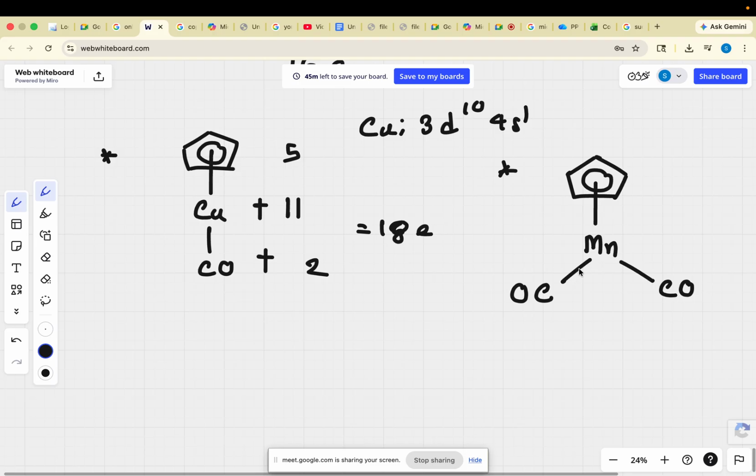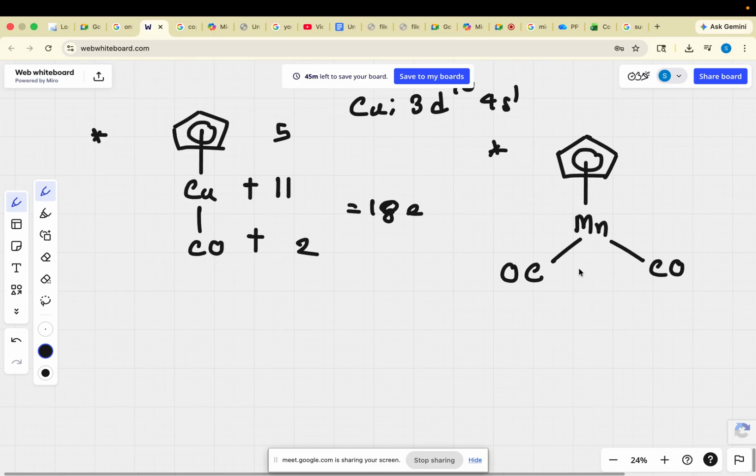Now count here how many electrons there are. Turn off the mic, otherwise the sound will come in the recording.